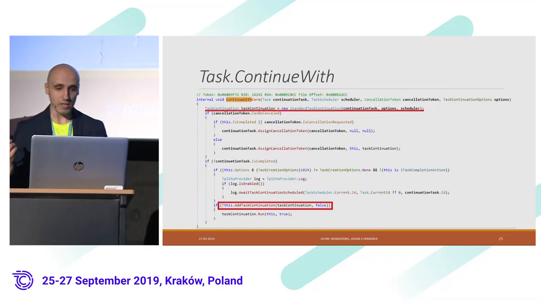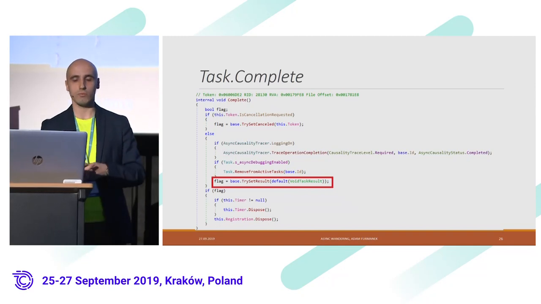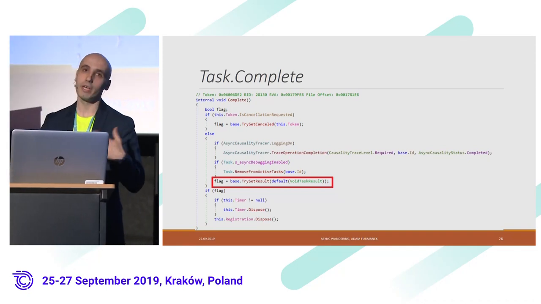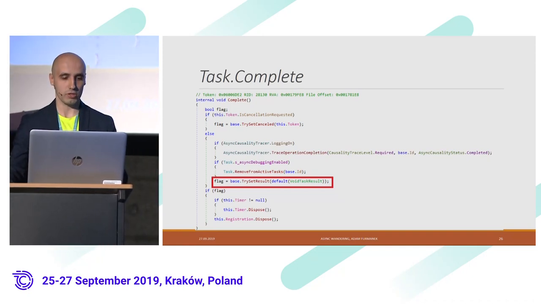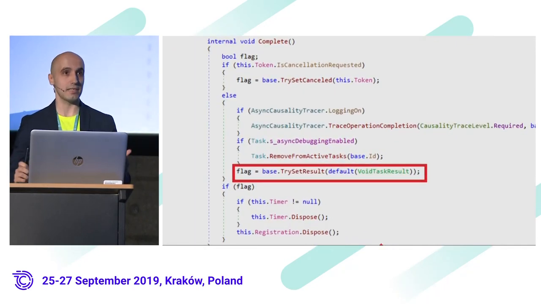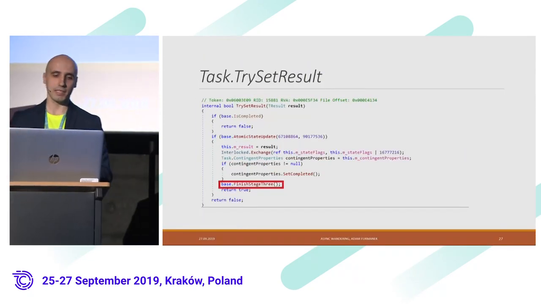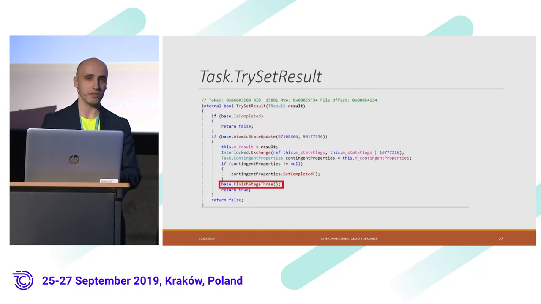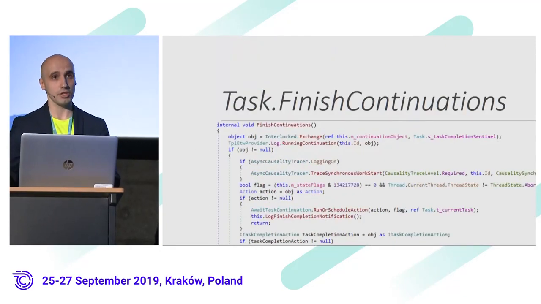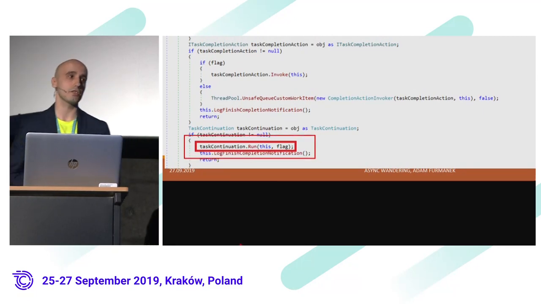Generally, the task is executing something or waiting for something or representing some job to do. At some point, there is a Complete method which is being called either by a library or by a driver or by whatever else. And this Complete method calls TrySetResult to set the result of the executed task and carry on. If we continue debugging, this TrySetResult uses some state machine under the hood and goes to finish stage 3. Ultimately, we end up in a method called FinishContinuations, which goes to our task continuation and calls the Run method.